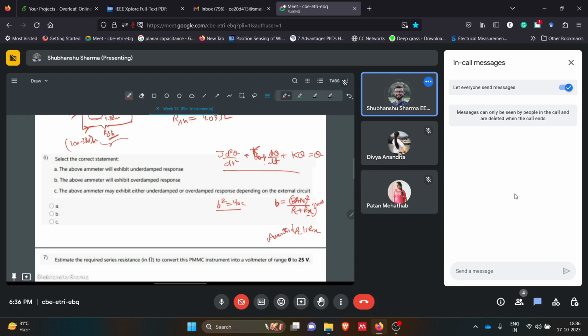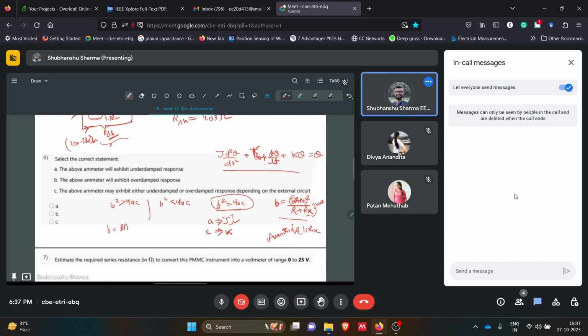You know this B, A and C: A is the moment of inertia, that is J, and C is the spring constant K. Most of the time you will not have the information about J, but sometimes you may get it. Anyway, just keep this in mind. You have the condition B square equals 4AC, and it becomes overdamped when B square is greater than 4AC, and underdamped when B square is less than 4AC.